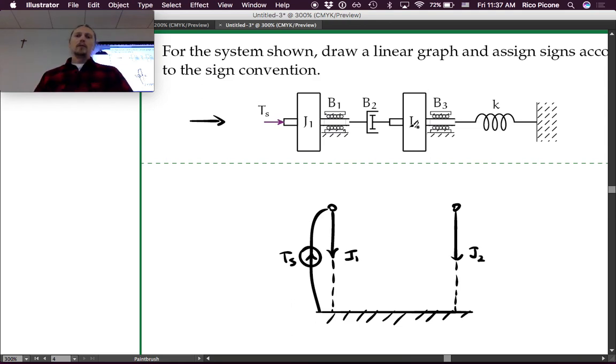And this bearing, B1, it goes from this angular velocity of the shaft, which we assume, this diagram doesn't say anything to the contrary, is the same angular velocity as the moment of inertia, J1. So it starts here, at this J1 node, and the other side of this bearing is connected to the chassis, which we say is grounded.